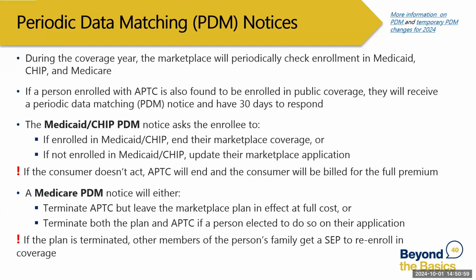Or if the person has chosen when they applied originally for marketplace coverage to have that coverage end automatically when they become Medicare eligible, then the household's enrollment in the marketplace plan will be terminated altogether. And any other family members who may still be eligible for the marketplace will have a special enrollment period to re-enroll in coverage without that other family member.